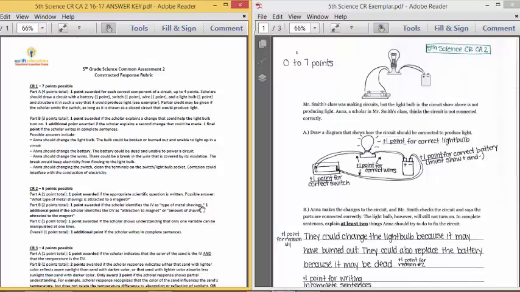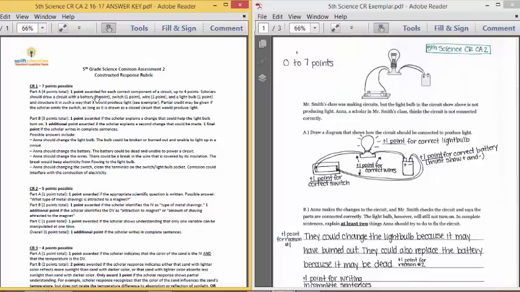Question number 1 has to do with creating a complete circuit and what a scholar should do if a circuit is not working correctly. You'll see that overall it is worth from 0 to 7 points. Part A asks scholars to draw a diagram that shows how the circuit should be connected to produce light, because it is connected incorrectly here. As you can see from the rubric over here, they will receive 4 points total.